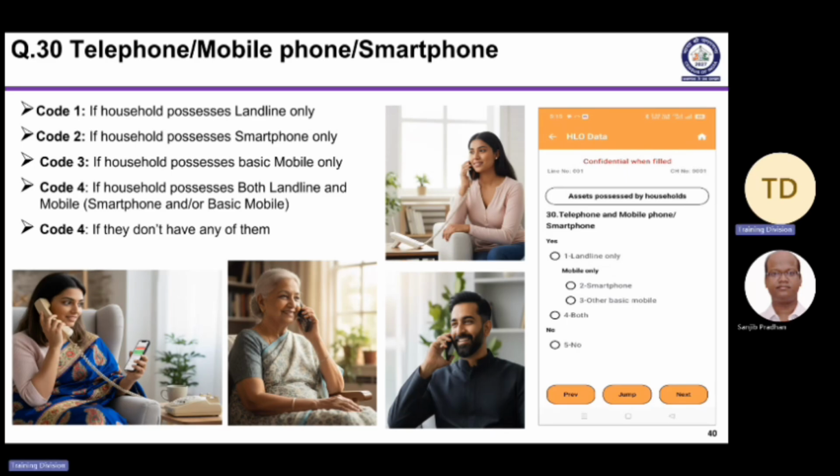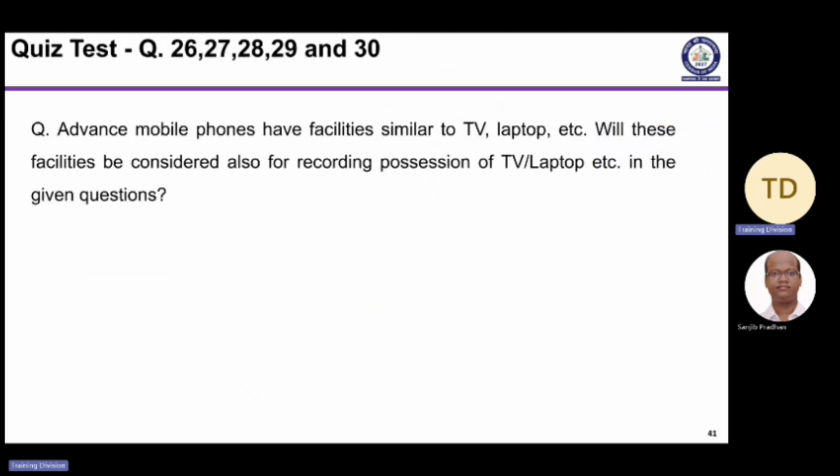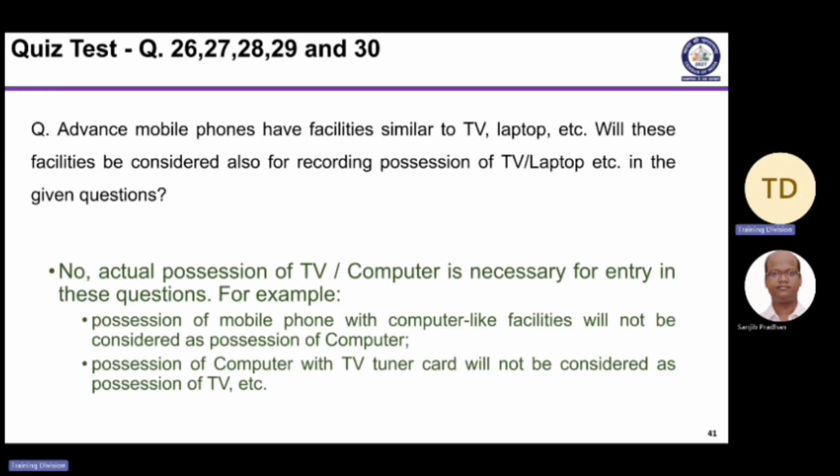So there are again five codes. First is for landline only. Second is smartphone only. Third is other basic mobile. Fourth is for both, that is landline and mobile phone. And fifth one is for no. So it's again asset, actual asset available in the household. Advanced mobile phones have facilities similar to TV. No. So actual possession of TV or computer is necessary for entry in these questions.